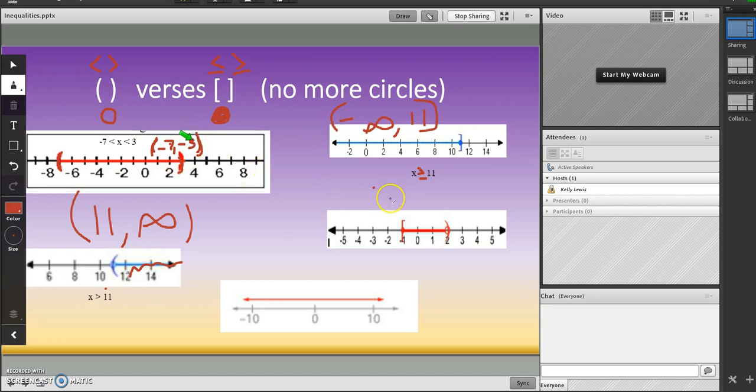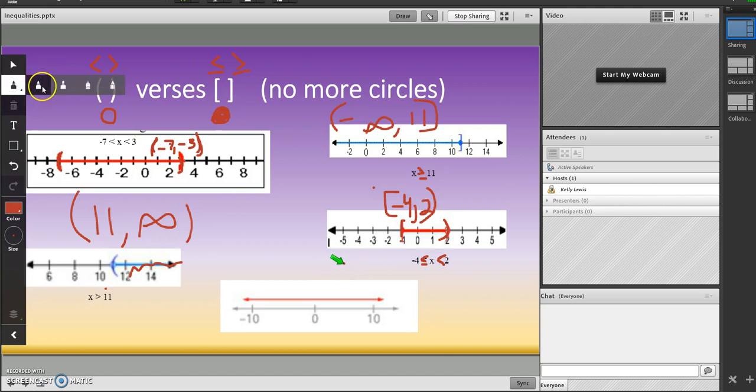I want to do this one. This one has a bracket right here at negative 4, so we're going to write negative 4 with a bracket, comma. This one is a parenthesis. We're going to write a 2 with a parenthesis. So you can write it like that, or we can write it like this: negative 4 is less than or equal to x, and x is less than 2. This one is an equal to, and this one is not an equal to.